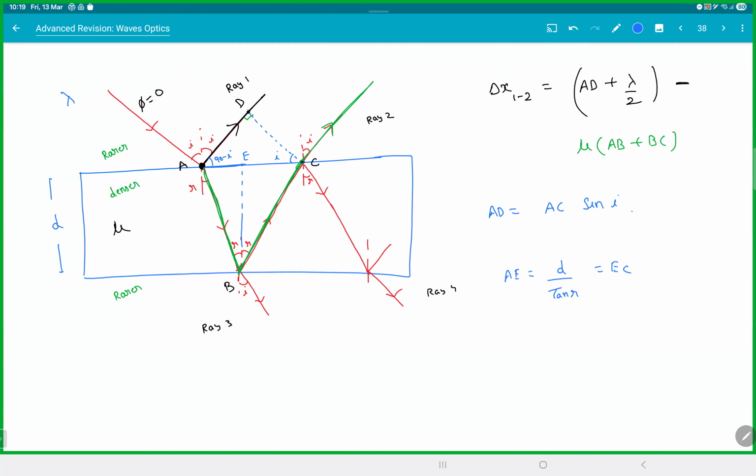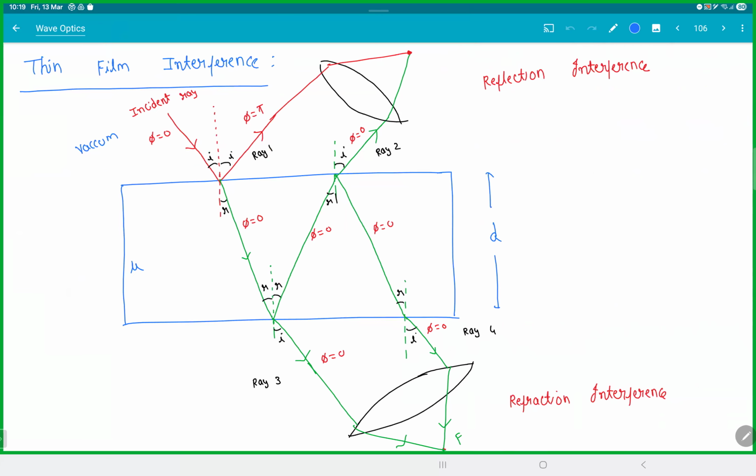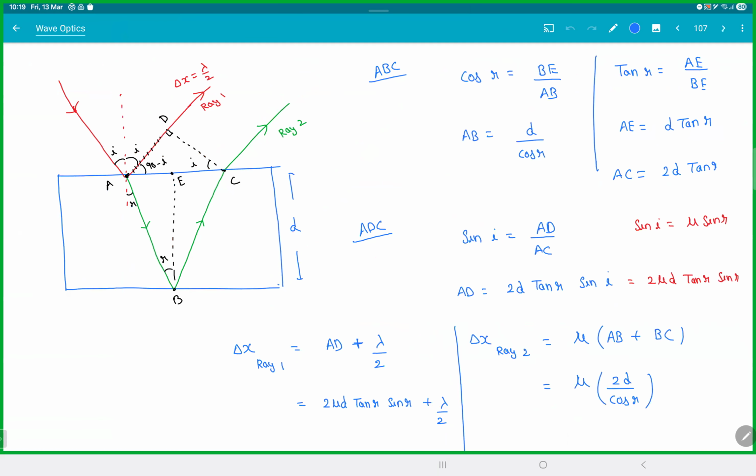Clear with this? So there are a lot of things in this. You should definitely go through the notes in more detail. Look at this thing. This is called reflection interference because this is coming from the reflected rays. Similarly, ray 3 and ray 4 will also have a refraction interference. Now, luckily, there's no need to do everything. It's easy for refraction. So there, this was the derivation. You can check it out.